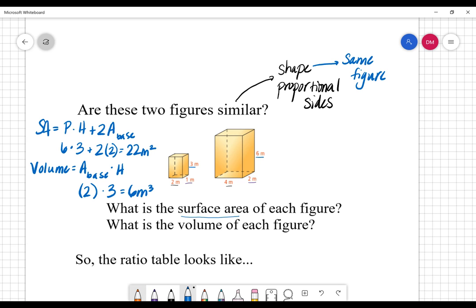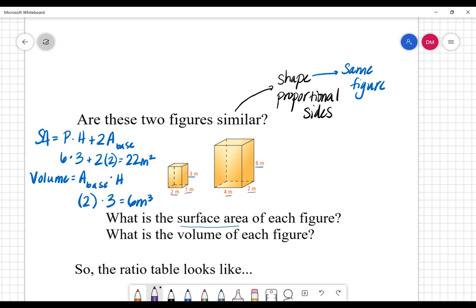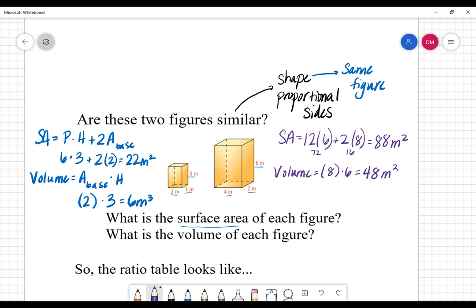So when we take a look at our larger figure here, I won't write out the formulas again, but for the surface area, the perimeter of my base would be 12 times the height of my figure 6 plus 2 times the area of the base, which is 4 by 2, so 8. So it looks like we are taking 72 here plus 16 here, which gives me a surface area of 88 meters squared. For the volume, area of the base is still 8 times the height of the figure 6 gives me a volume of 48 meters cubed.